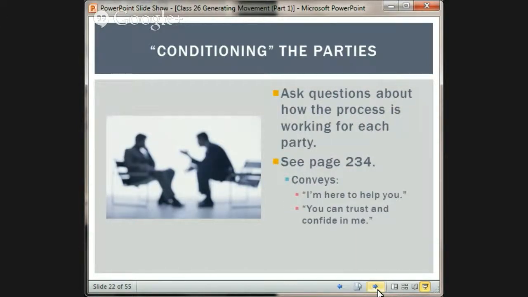One of the things you can do is ask questions about how the process is working for each party, and there are some examples in the book. Again, you're building that rapport, empathy, and trust. The authors say it helps convey that you are here to help, that you can be trusted, and that they should confide in me.